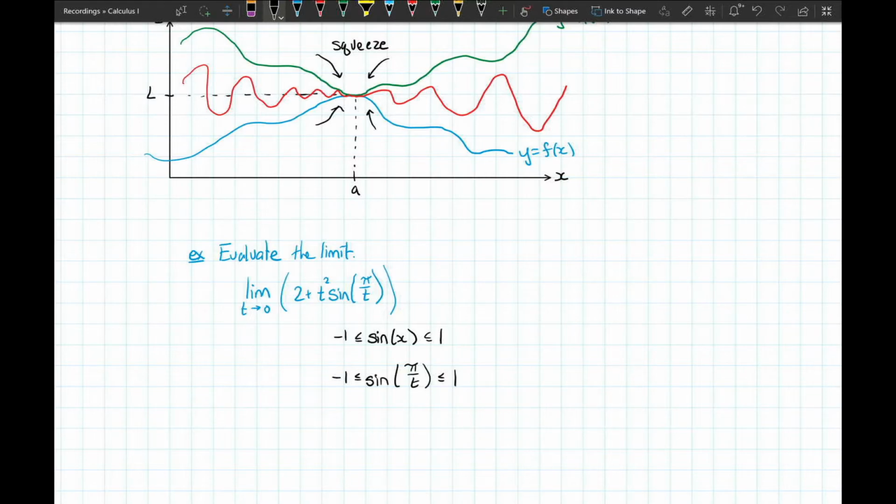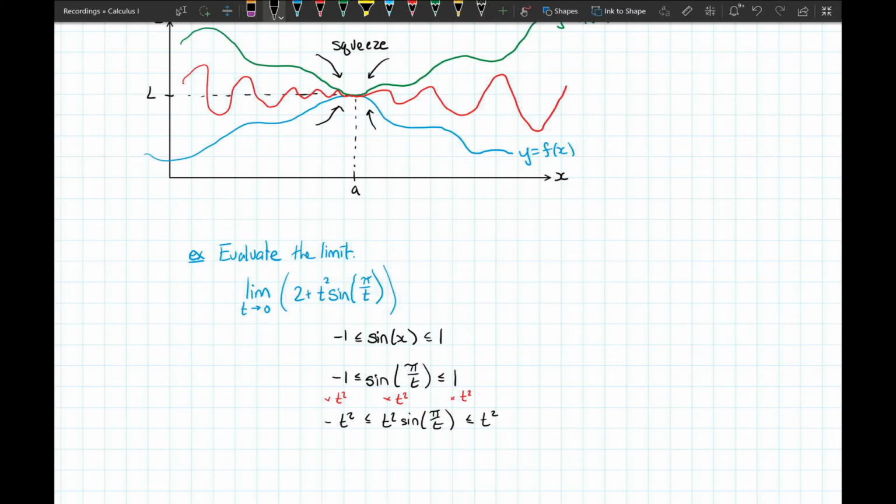Okay, well now, because we have 3 functions here and I want to multiply by any non-zero expression, well, I'm taking the limit as t approaches 0, but that doesn't mean that t equals 0. So that means that t squared is a non-zero expression. And we can multiply all 3 functions by t squared, and luckily t squared is always positive, and so it doesn't change the direction of the inequalities. So manipulating this inequality, we now have negative t squared less than or equal to t squared sine pi over t less than or equal to positive t squared.